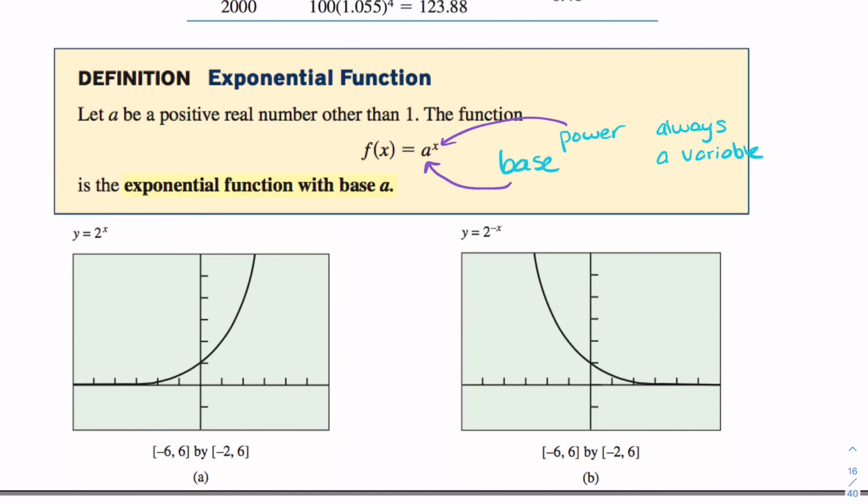Here's a little note here. 2 to the x grows this way. 2 to the negative x grows this way. All right, we could also throw a negative in front, negative 2 to the x, and it would grow this way. And negative 2 to the negative x would grow this way.